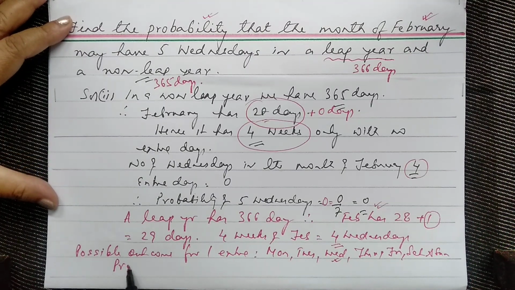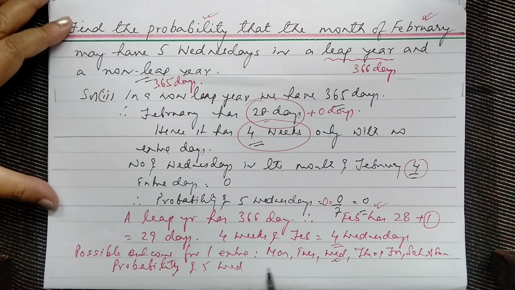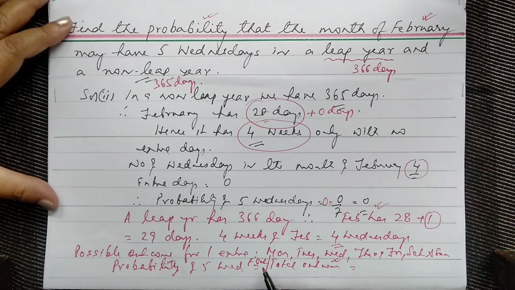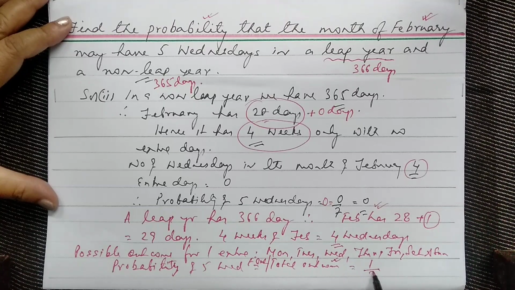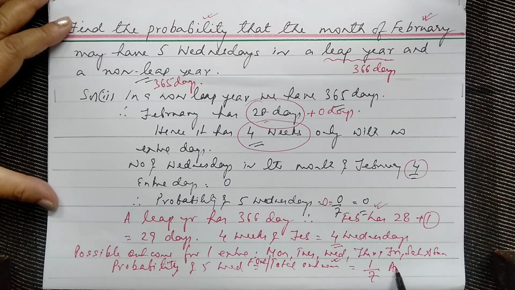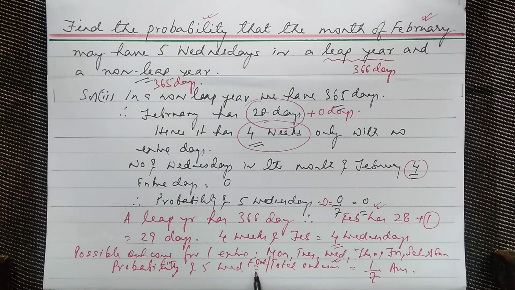So we write probability of 5 Wednesday equals favorable outcome over total outcome. Okay guys, since we don't have space, let me just write it. So favorable outcome is 1 and total outcome is 1, 2, 3, 4, 5, 6, 7. So this is divided by 7. So our answer is 1 by 7. Am I right? So this is favorable outcome.